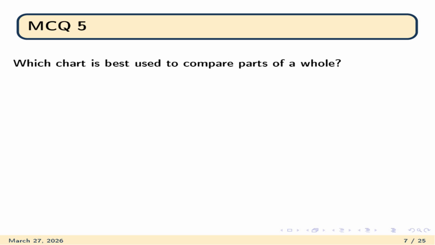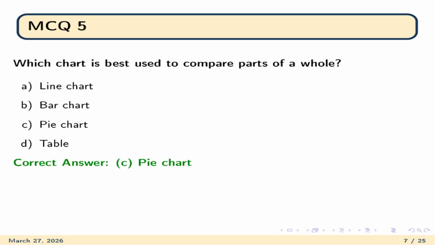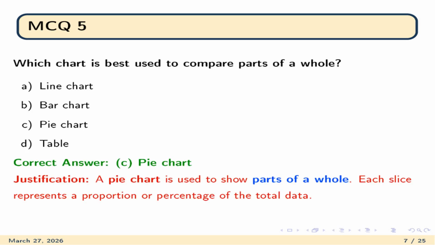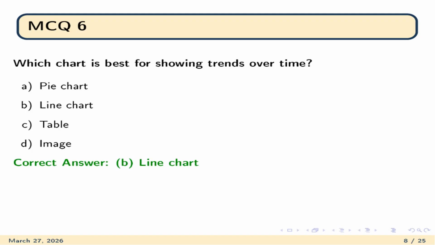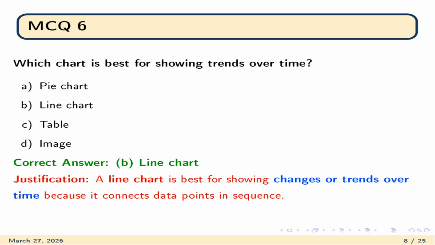Which chart is best used to compare parts of a whole? Line chart, bar chart, pie chart, table. The correct option is pie chart because a pie chart is used to show parts of a whole. Each slice represents a proportion or percentage of the total data. Which chart is best for showing trends over time? Pie chart, line chart, table, image. The correct option is line chart because a line chart is best for showing changes or trends over time because it connects data points in sequence.